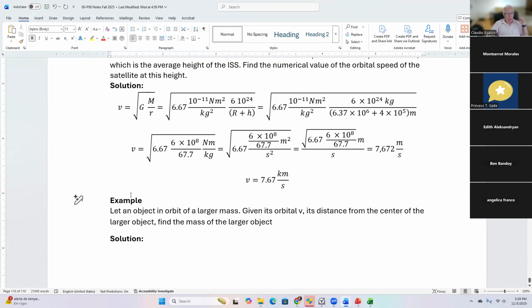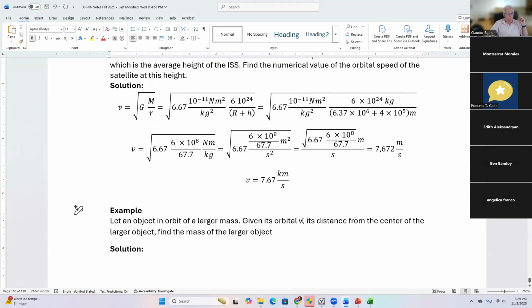We can find out the mass of the sun if you know the orbital speed of the Earth, for instance. Not just the orbital speed of the Earth, but the orbital speed of any planet or any satellite. You can find out the mass of a larger object. All you have to do is use that equation that we derived before. Okay, here you go.